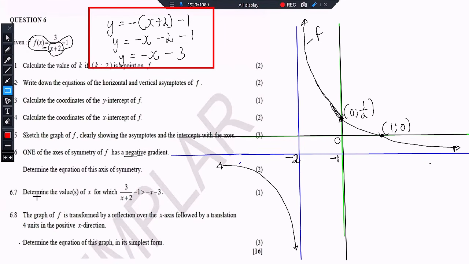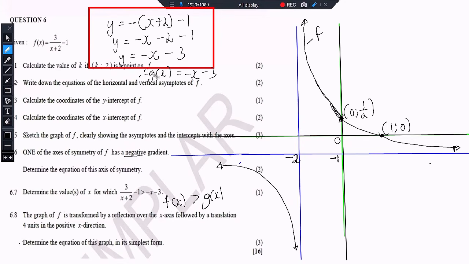Right, and then now for 6.7, they're saying determine the values of x for which 3 over x plus 2 minus 1 is greater than negative x minus 3. Now, if you were to check here, you would see that the 3 over x plus 2 minus 1 is actually the graph of f of x, right? So in other words, this is where f of x is above the axis of symmetry, right? So let's say the axis of symmetry is g of x for argument's sake. Then this is negative x minus 3, right? So this would actually mean, where is the graph of f above the graph of g, right?